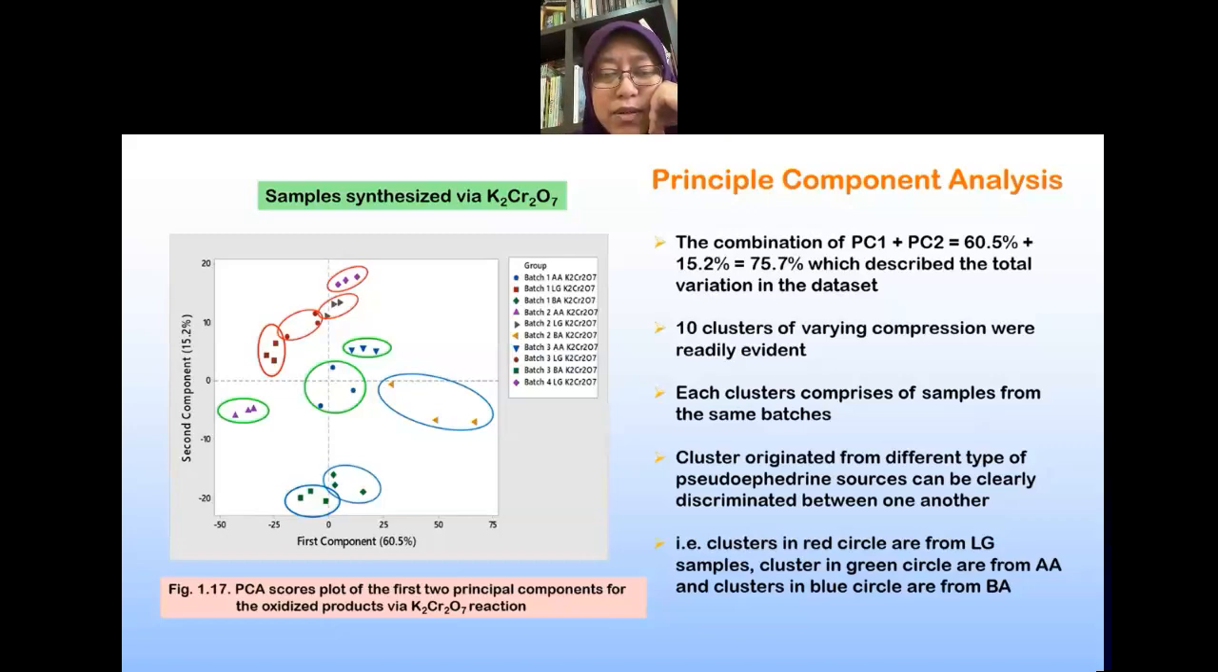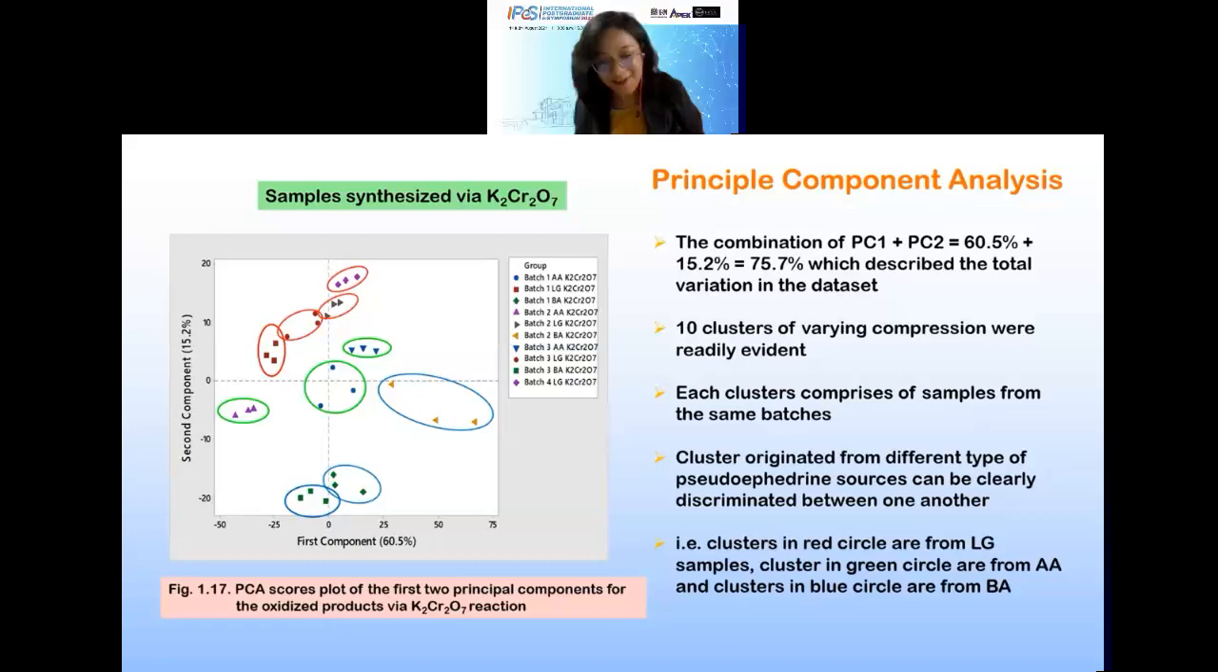There are 10 clusters of varying compression that were readily evident. Each cluster consists of samples from the same batches, and clusters originating from different types of pseudoephedrine precursors can be clearly discriminated from one another. For instance, clusters in the red circle are from the lab grade pseudoephedrine, clusters in the green circle are from brand A, and clusters in the blue circle are from brand B.